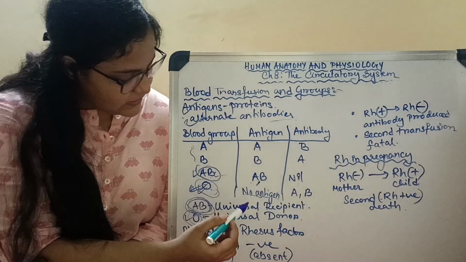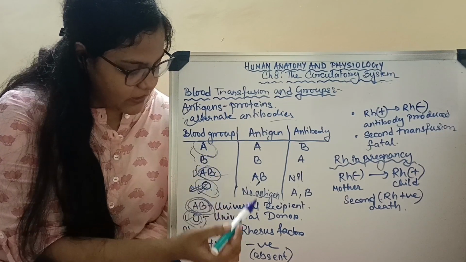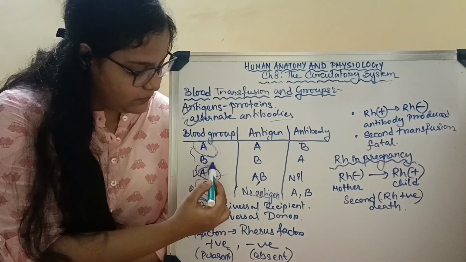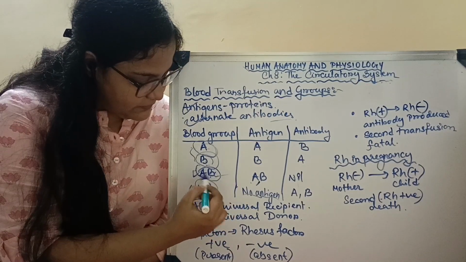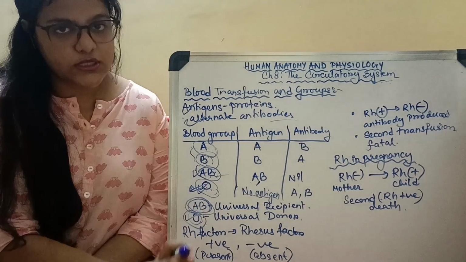Good. Now blood group A can receive and give blood to blood group AB and blood group A, and blood group B can receive and donate blood to AB and B itself. Okay, understood? I hope the concept is totally clear.